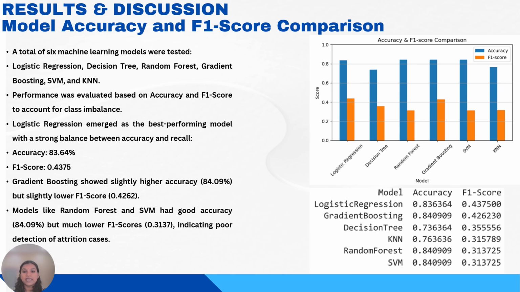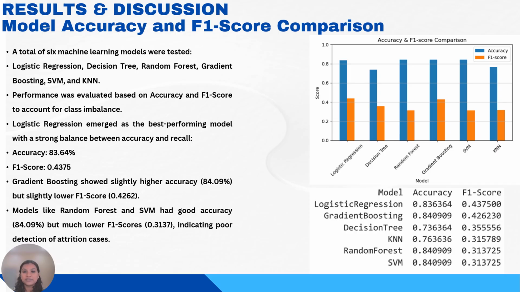Although gradient boosting had a slightly higher accuracy of 84.09%, its F1 score was slightly lower at 0.4262, meaning that it was less consistent in predicting actual attrition cases. Random forest and SVM both had good accuracy, also at 84.09%, but their F1 scores dropped to 0.3137, suggesting weaker performance in identifying true positives.